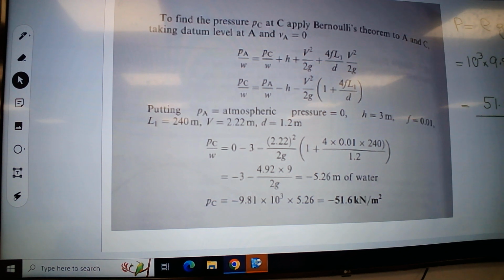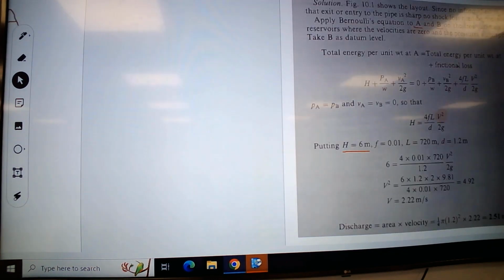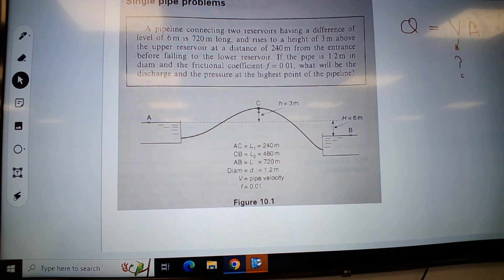Because the height was negative, if we go to slide number 5, please. We can see over here that point C is here. That's the point C, where we're finding the pressure now. And you will see it's up the datum. It's not below the datum. So we take that as a negative value.